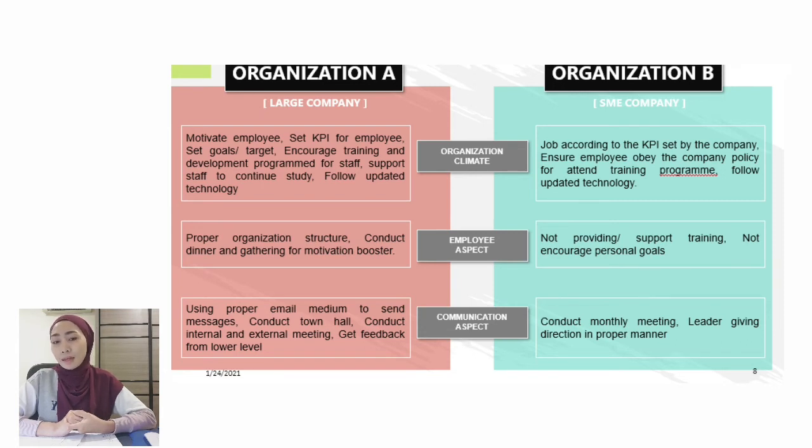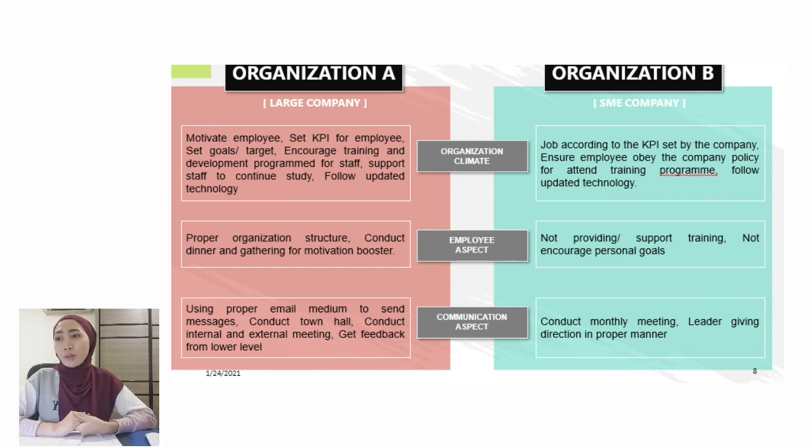Then, in terms of the climate inside the organization, the management will conduct a leisure dinner about once a month between the boss, the top management, and the staff, just to have a relaxed chatting session, instead of talking about work, to have leisure communication between all the staff and the top management. This practice helps to strengthen their bond and to lessen the gap between the top management and the staff below.